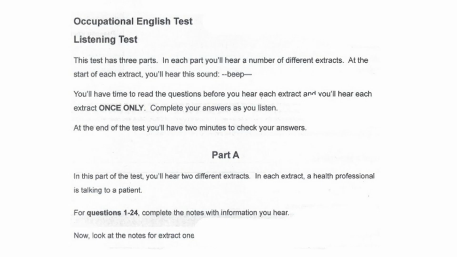The Occupational English Test has 3 parts, and in each part you will hear a number of different extracts. At the beginning of the test, you will hear a beep sound. You will have time to read the questions before you hear the extracts. You will hear each extract once only. You have to complete your answers as you listen. At the end of each test, you will be given 2 minutes to check your answers.